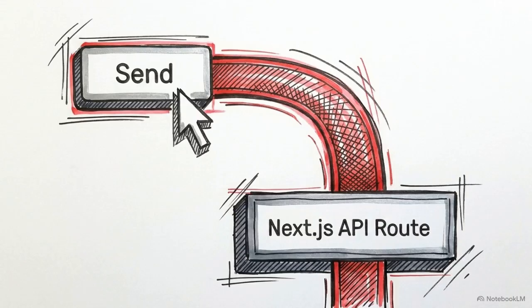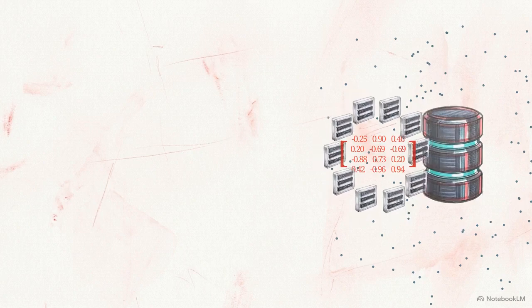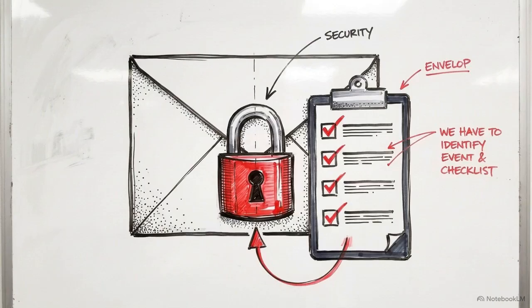We construct a Next.js API route that triggers whenever a user submits a question through the chat interface. When a query comes in, the route immediately converts the user's text into an embedding. It queries AstraDB for that exact vector, instructing the database to return only the top 10 most similar text chunks. Those 10 chunks are bundled into a prompt for GPT-4. We add strict system instructions.